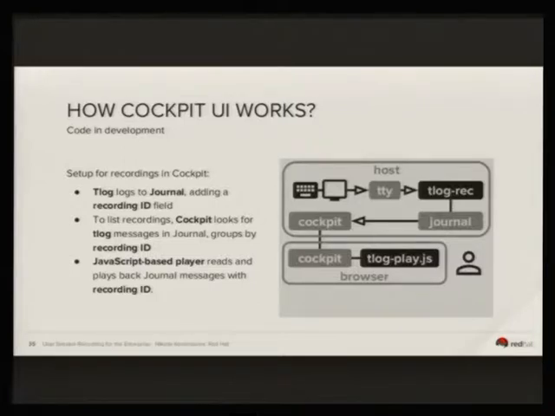And the Cockpit UI, which you saw, works by having TLOG log to journal, where we add a copy of a few of the fields to journal fields, so that we can find particular recordings in the journal, and we can aggregate by recording ID, so that we can display that list of recordings. And then when you open the playback, Cockpit runs basically journalctl on the host side, with a few matches, like for recording ID and for the UID of the recording process, and pushes that JSON to the browser, and we load that and play it back.